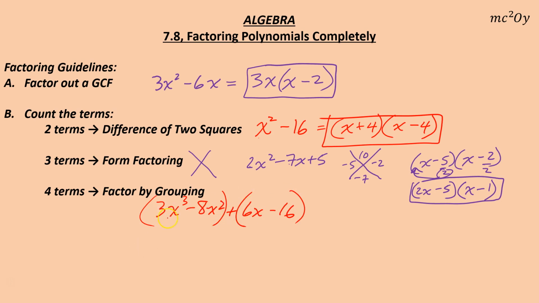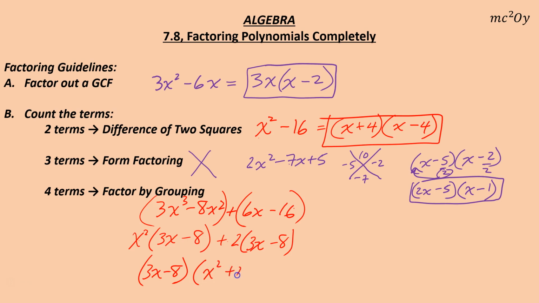All right. But what goes into 3x cubed and 8x squared? Well, x squared. X squared times what is 3x cubed? That's 3x. X squared times what is negative 8x squared? That would be negative 8. And what goes into 16 and 6x? Well, that would be 2. 2 times what is 6x? That's 3x. And 2 times what is negative 16? That's negative 8. And so now I have the common piece, 3x minus 8, and I have the leftovers, x squared plus 2. Okay, and I am done.